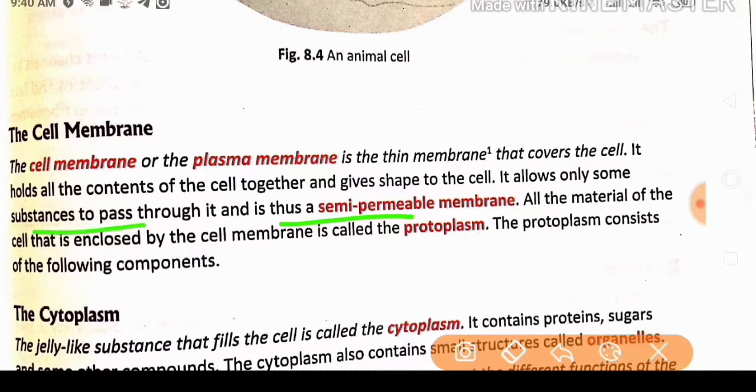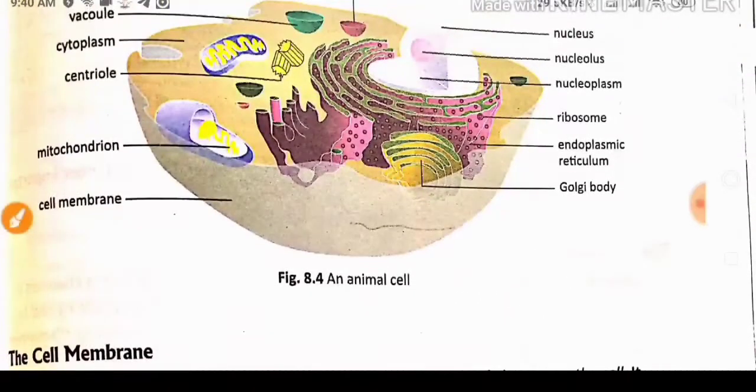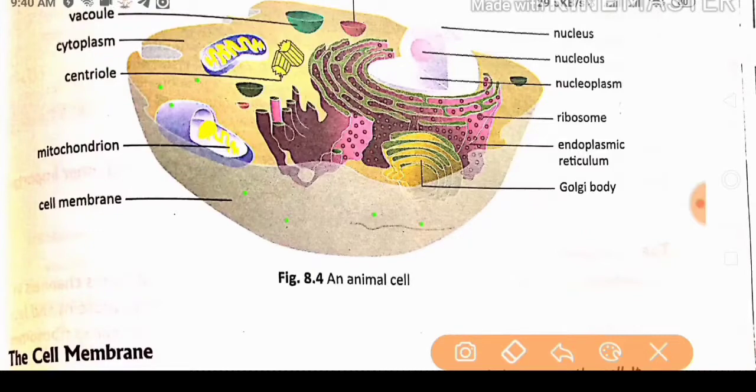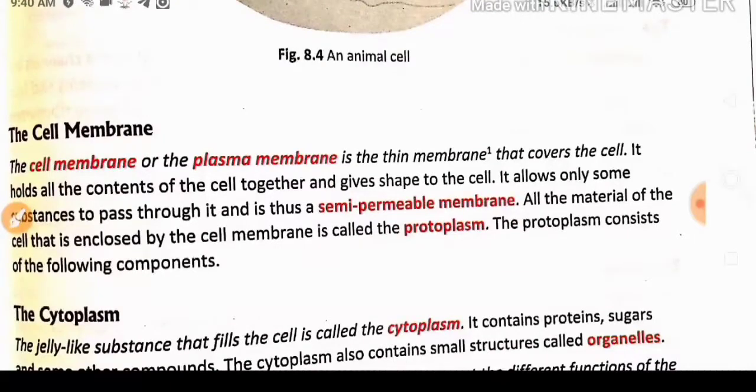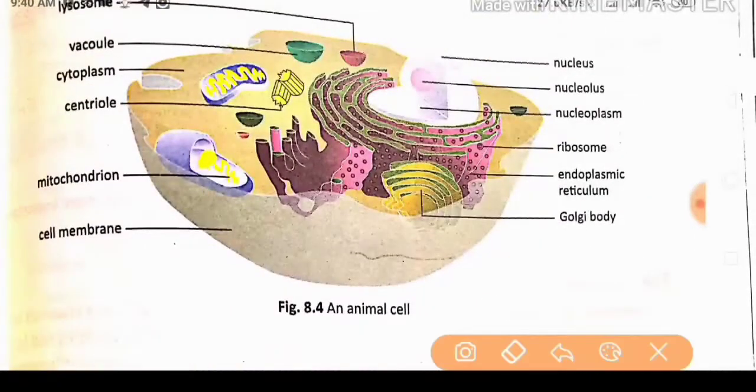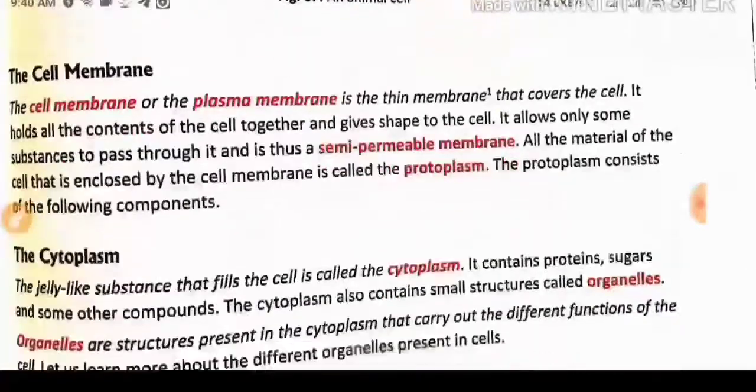All the material of the cell that is enclosed by the cell membrane is called protoplasm. So the material within the cell, where these dot-like structures are found, is all called protoplasm. The protoplasm consists of the following components, all found within the cell.